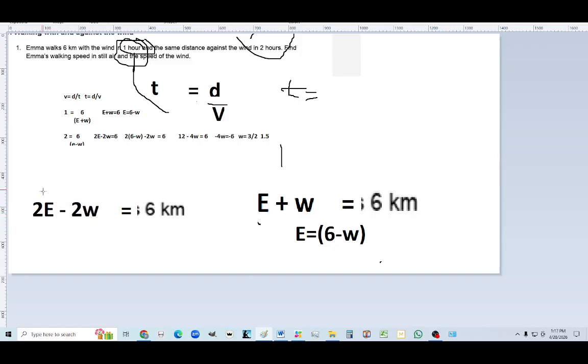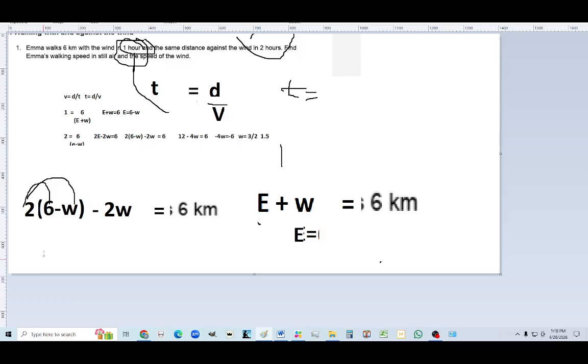So I'm going to move this a bit to the right, and you see this E here. Since this E is equal to this, I can just replace the E with that. But again, I have a FOIL situation. It's got to be 2 times the 6 and 2 times the minus W. So 2 times the 6 is 12. 2 times the minus W is minus 2W. I got another minus 2W, and it is equal to 6.